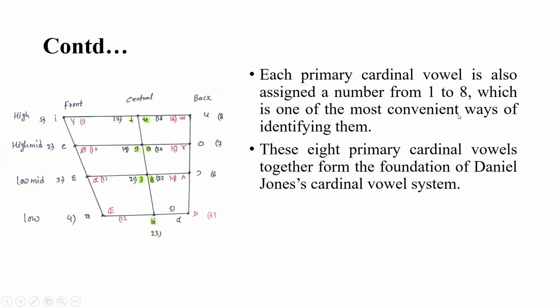And each primary cardinal vowel is also assigned a number from 1 to 8, which I already told you is one of the most convenient ways of identifying them. These 8 primary cardinal vowels together form the foundation of Daniel Jones' cardinal vowel system. So these are the base, the foundation.